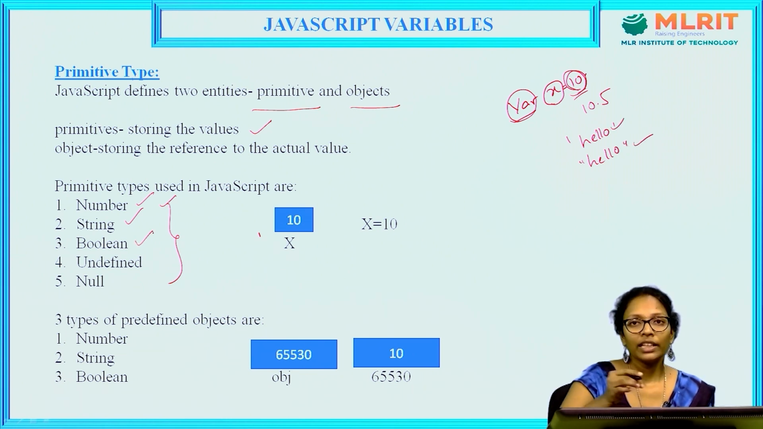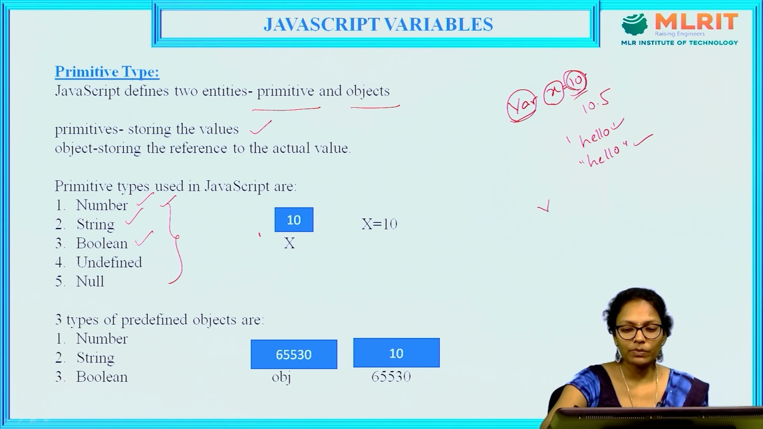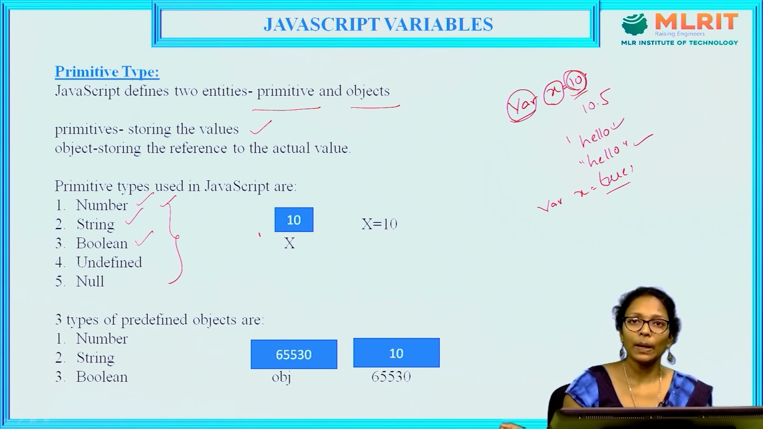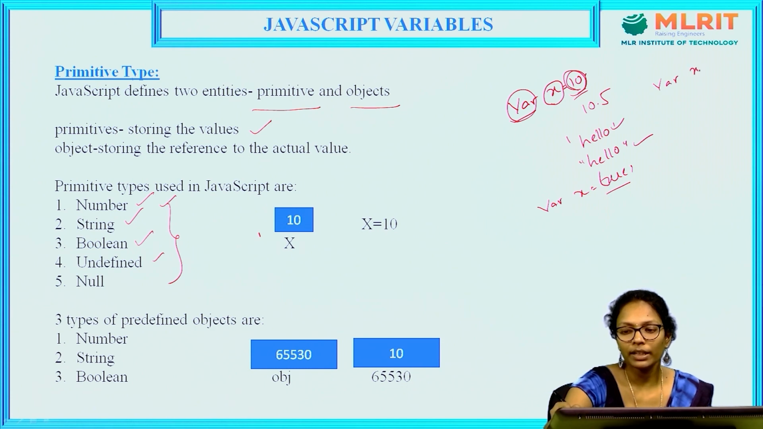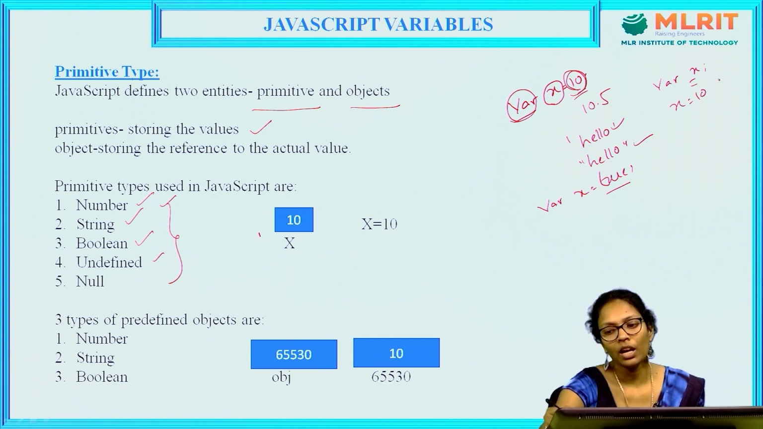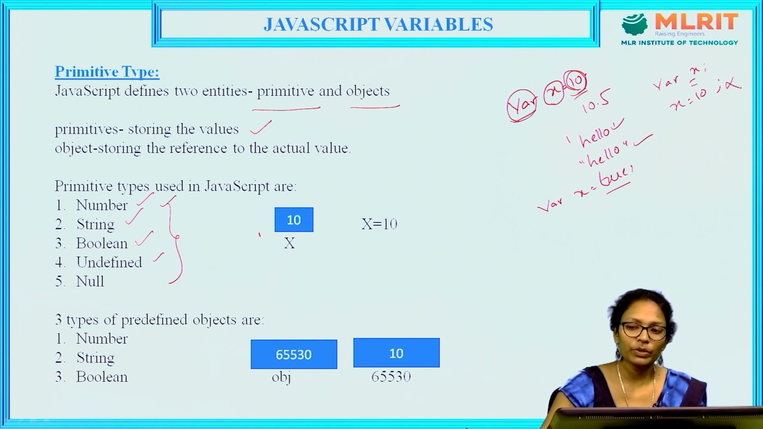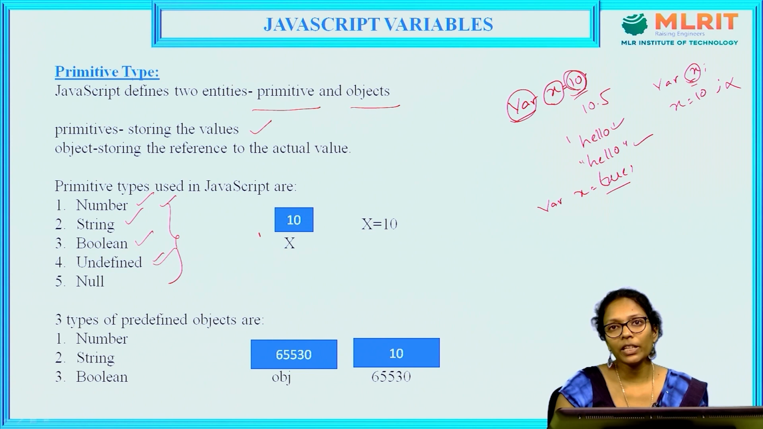Now boolean. If I give true or false as the value of a variable, like var x is equal to true, then these values are considered as boolean values. Undefined: I am simply declaring var x, but I am not assigning any value to x. I am not assigning x is equal to 10 or x is equal to 20. Then x will be assigned an undefined value. If you have declared a variable but you didn't assign any value, it will be considered as undefined. To specify this undefined value, we don't have any predefined keyword.